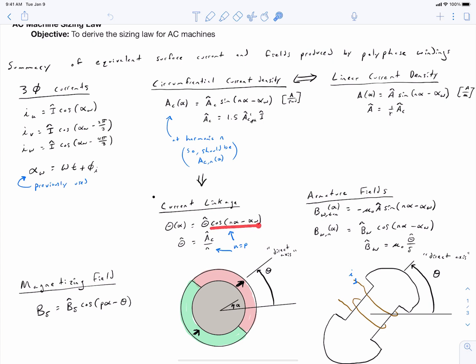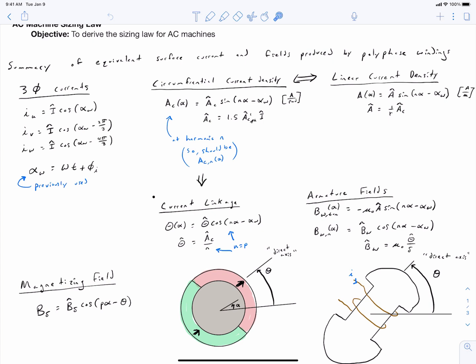If we know our current linkage expression, and in our case we do, we've got an expression for what our current linkage should be for both the magnetizing field and the reaction to the rotor field. So we can take that current linkage expression, and we can take the angle alpha W, and feed that into what our three-phase motor currents should be in order to create that current linkage expression. So we're going to do that now in order to construct expressions for our three-phase currents that are required to create the magnetizing field and the reaction field.